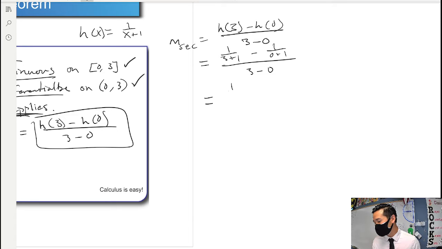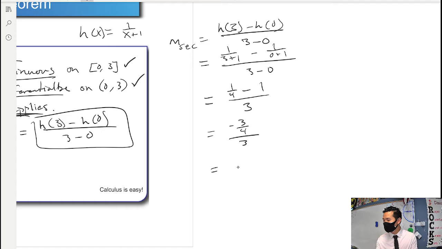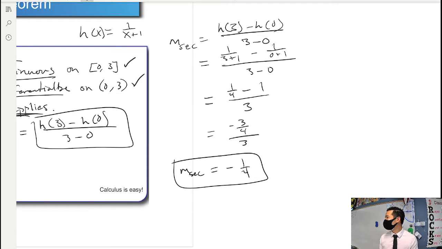Well, how about this? 1 over 3 plus 1, that's just 1 over 4, minus 1, all over 3. What's 1 over 4 minus 1? Or negative 3 over 4, over 3. You have a fraction over a fraction, negative 3 over 4 over 3. We'll simplify one more time. You ready? Or negative 1 over 4. So what's the slope of the secant line? Or negative 0.25 if you want to keep it in decimals, right?